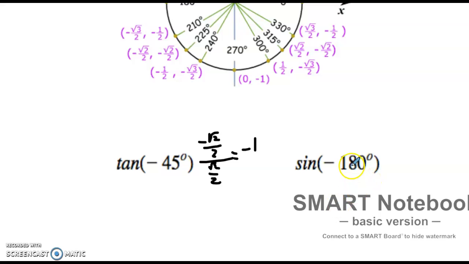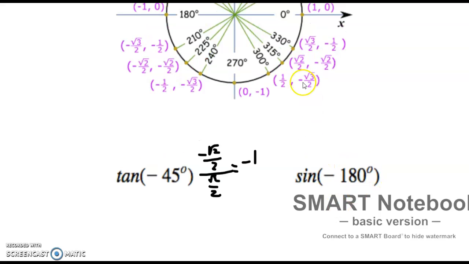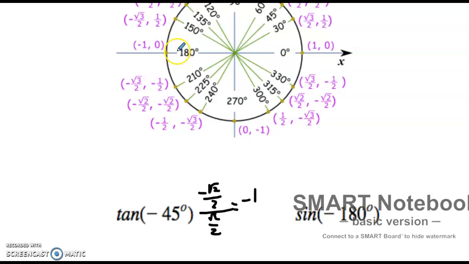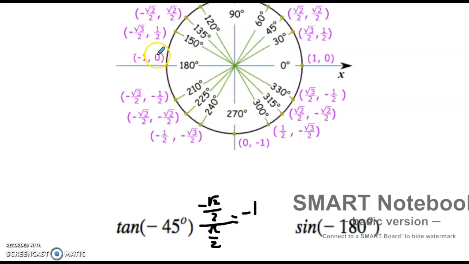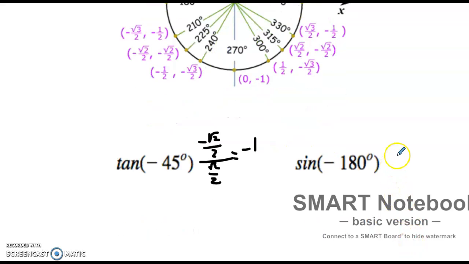The sine of negative 180, well, negative 180, here's positive 180. Negative 180 is going to be the exact same point. So it's going to be right here, and we're looking for the sine. The sine is the y value, so that answer would be 0.